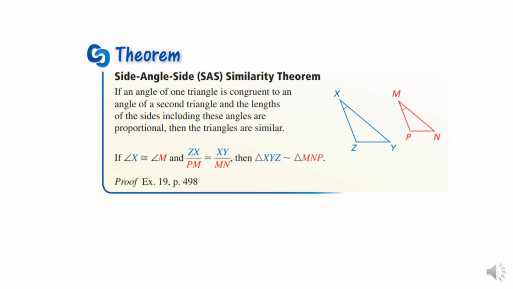Okay, so now we're going to look at the side-angle-side similarity theorem. This one is if one angle of one triangle is congruent to an angle of a second triangle, and the lengths of the sides including this angle, so here's the included angle, so those have to be the sides you're comparing, if those are proportional, then the triangles are similar. Okay? So think about that. Pause if you need to visualize that, and let's try this out.